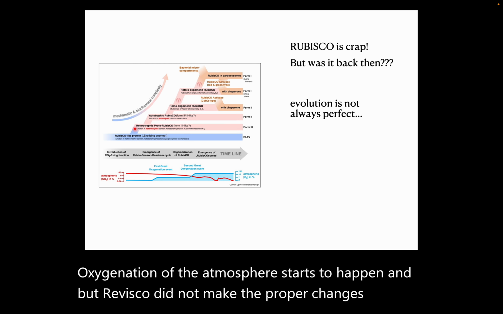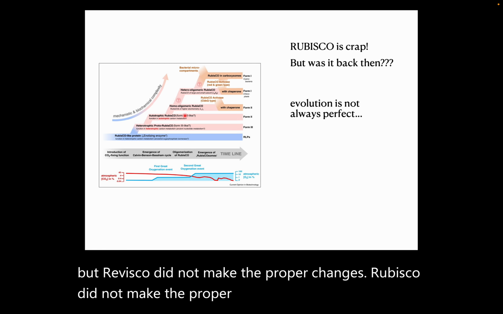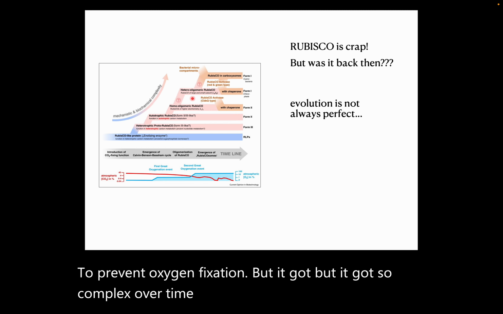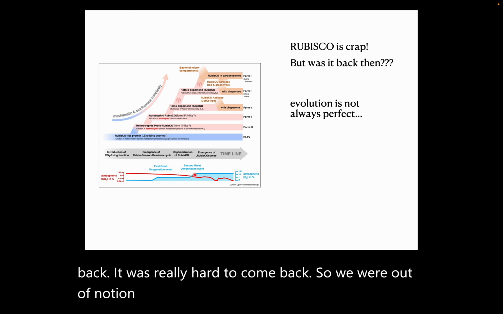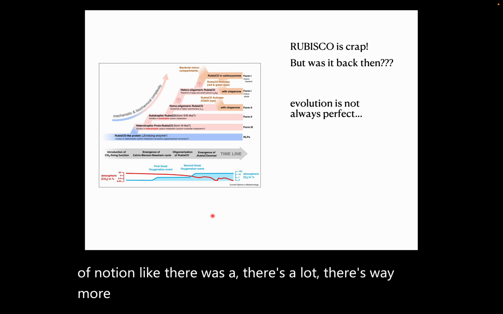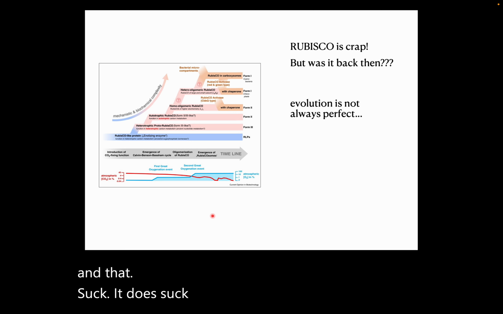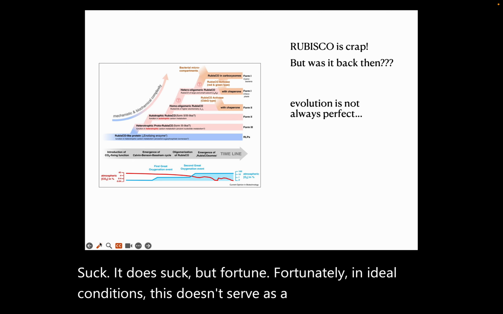to prevent oxygen fixation, and it got so complex over time that it was really hard to come back. So we ended up with way more oxygen in the air than carbon dioxide, and that does suck, but fortunately, in ideal conditions, this doesn't serve as a big problem.